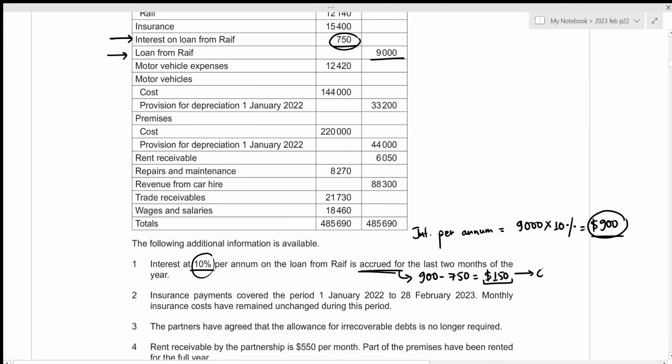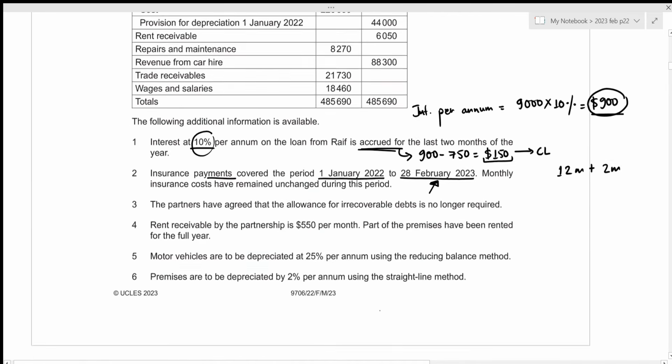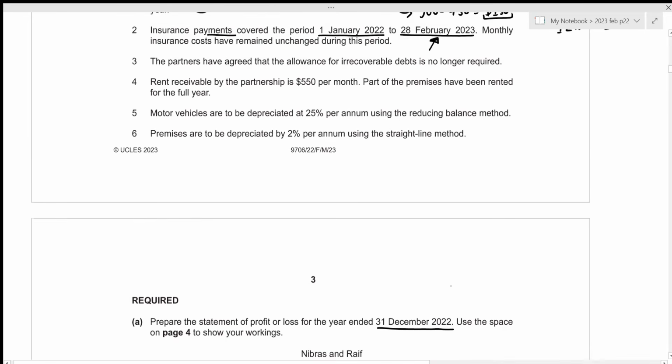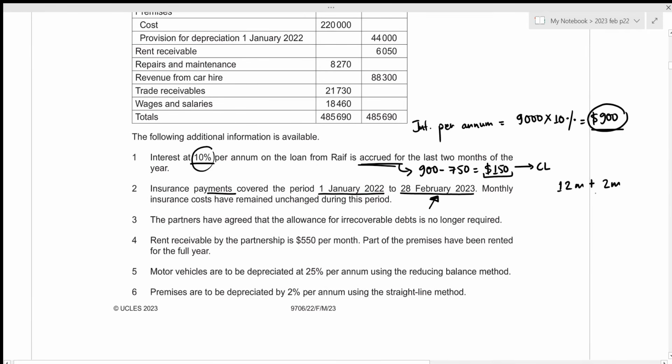Then for the second part, we have insurance payments covered the period from 1st January 2022 to 28th February 2023. So that's one entire year. So that's 12 months, as well as 2 extra months for the January of 2023 and February of 2023. Monthly insurance costs have remained unchanged during this period. And we have our year end at 31st December 2022, which means that we only need to figure out the expenses and incomes for the period of 1st January 2022 and 31st December 2022. So we should not be including the insurance payments for the month of January and February 2023.